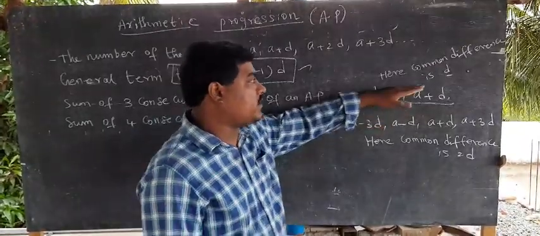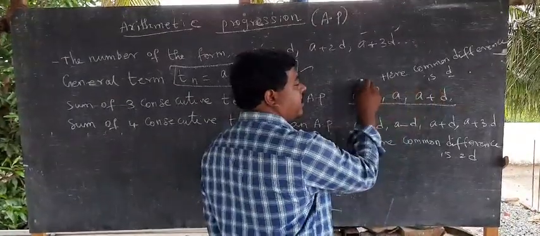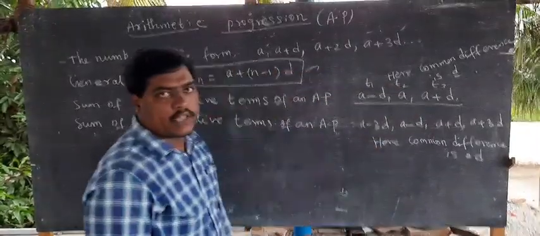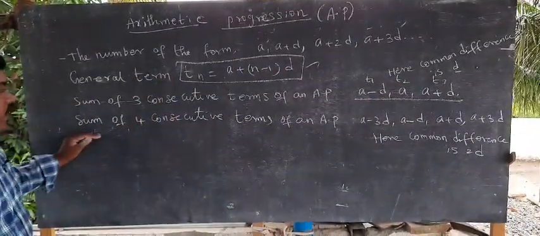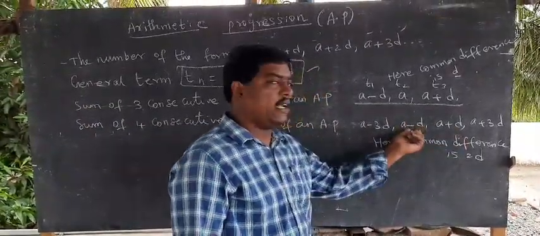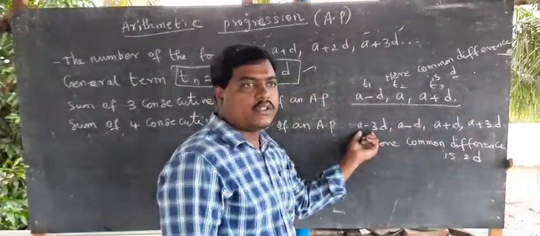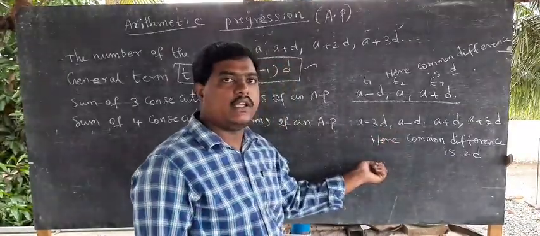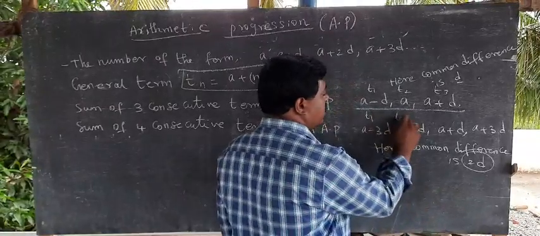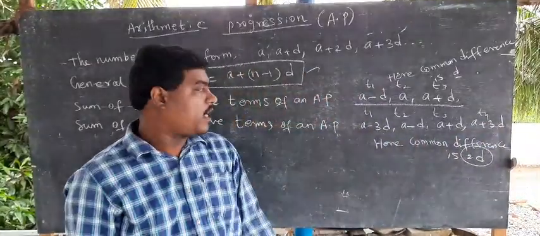Here the common difference is D. These are T1, T2, T3. If you do T2 minus T1, you get the answer. And then the sum of 4 consecutive terms of an AP: A plus D on this side and A minus D on the other, balancing, then A plus 3D and A minus 3D. Like this we can find the solution easily. Right? So here the common difference is 2D. Here also you take T1, T2, T3, T4 and calculate, and you get the answer.